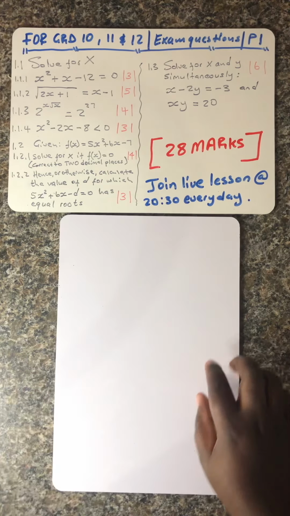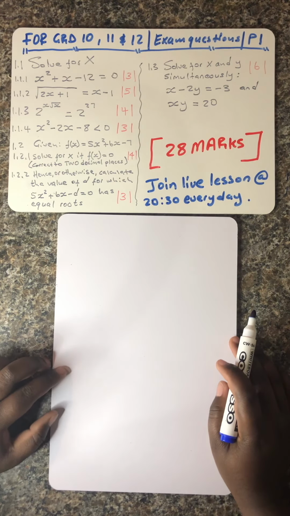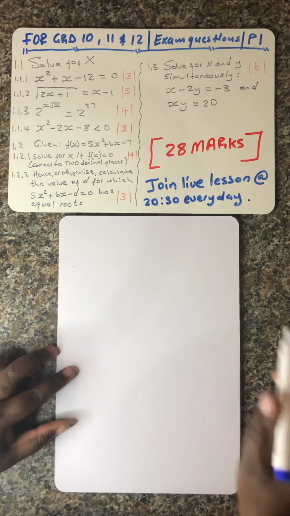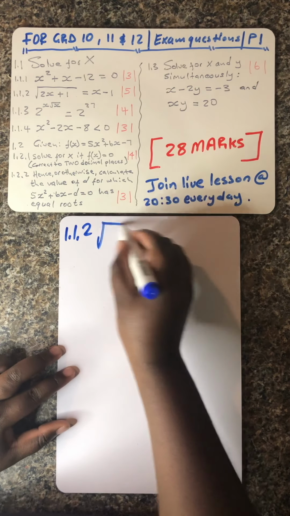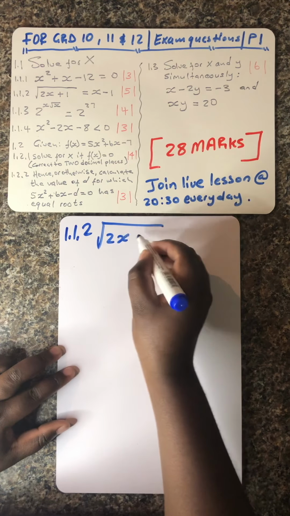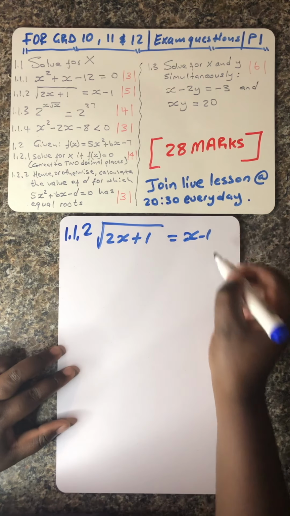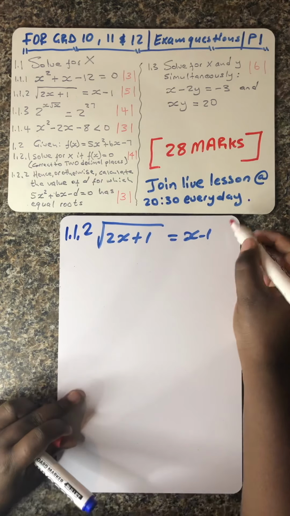Let's move to question 1.1.2. There is the question. I hope you're able to see. So question 1.1.2, we are given the square root of 2x plus 1 equals x minus 1. And this question is allocated 5 marks.